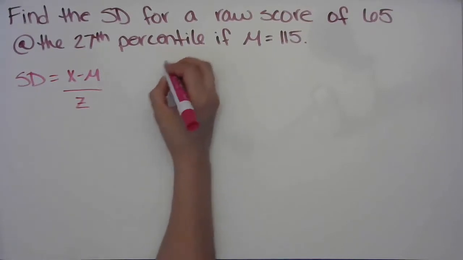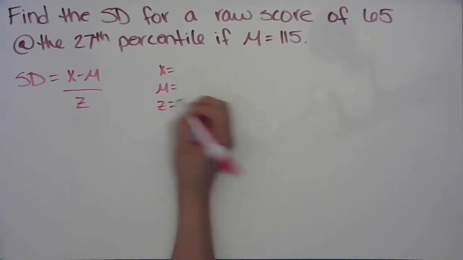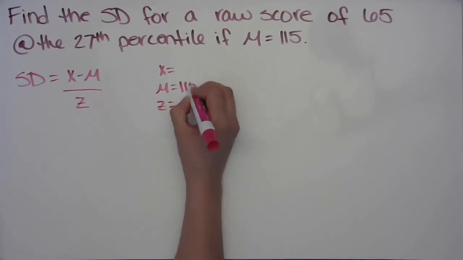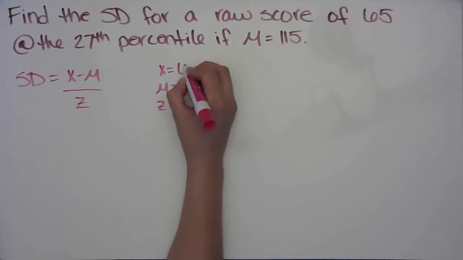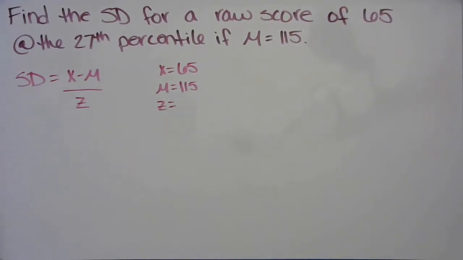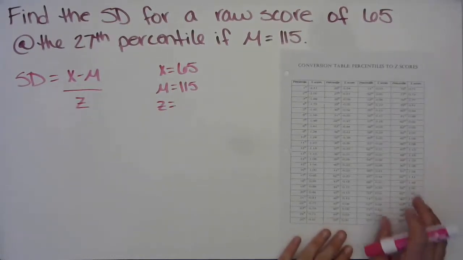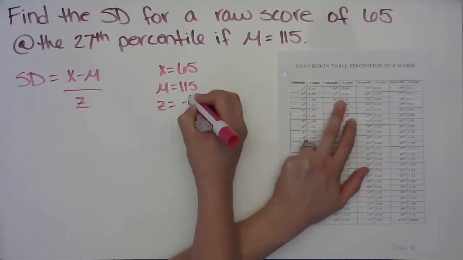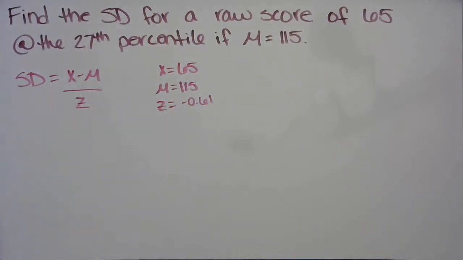Okay, so for this we need an x value, we need the mean, and we need the z-score. So the mean is already given to us at 115. The x value is already given to us right here, raw score of 65. So we need the z-score. We have the 27th percentile. So if we look at our conversion sheet here, the 27th percentile is a negative 0.61 z-score.